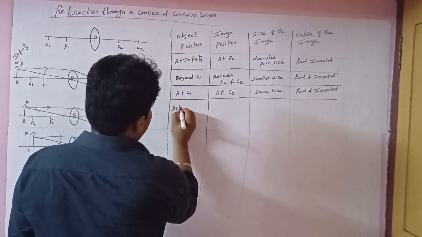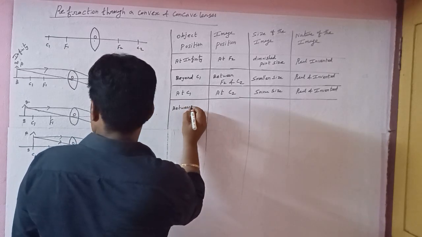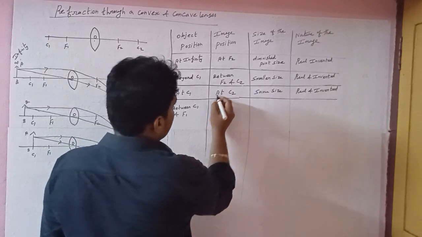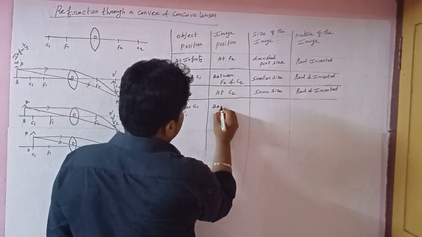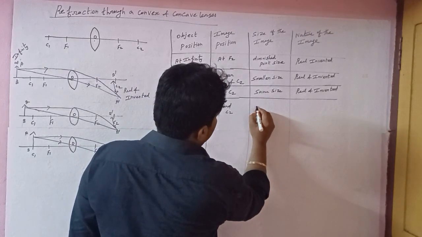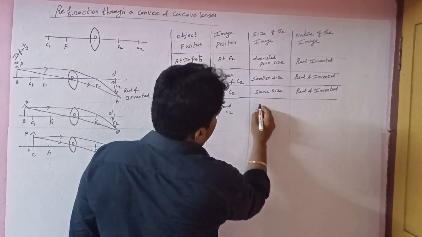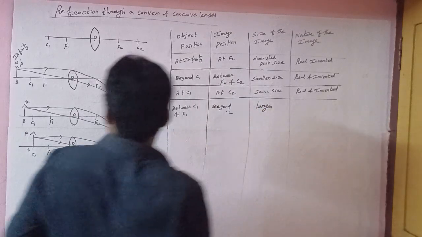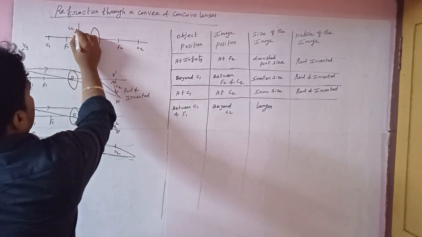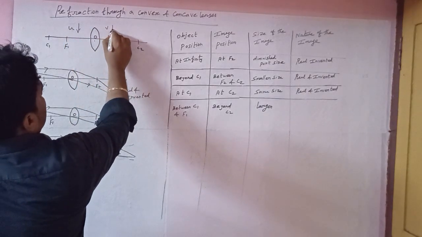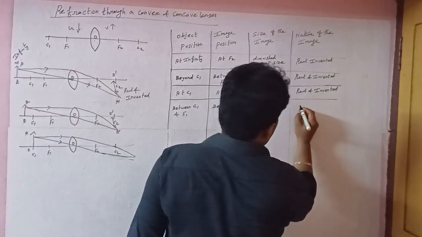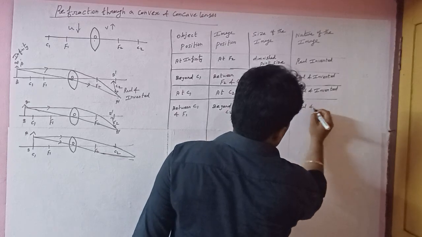An object placed between C1 and F1. So we get the image beyond C2. The size of the image is a larger size. Now because the object distance decreases, the image distance will increase. So we get the size of the image larger. The nature of the image is the same, real and inverted.